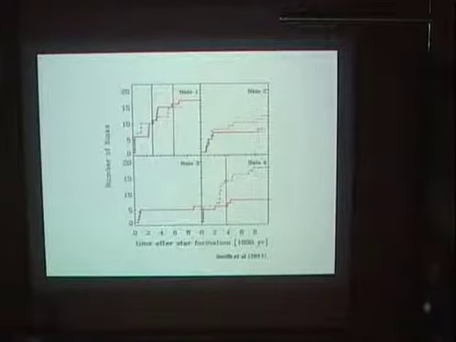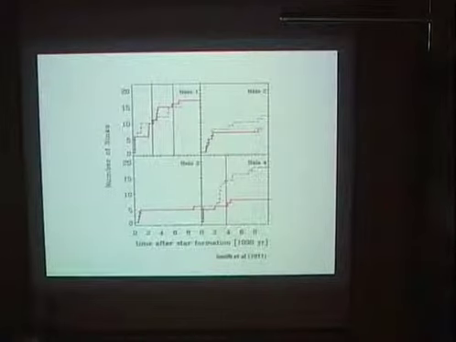So we see that for some of the mini halos we're looking at, there's very little difference, and for some we do see suppression of fragmentation. But in no cases do we see complete suppression. We always form some fragments.